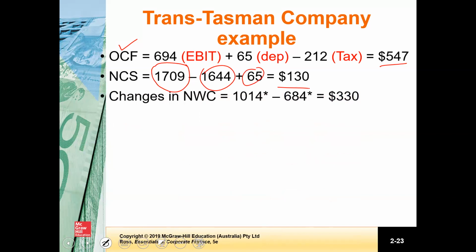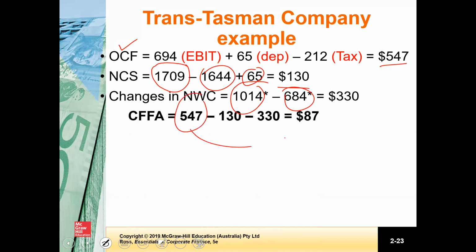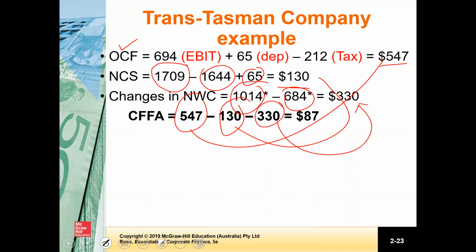And change in net working capital, I also mentioned, is ending minus beginning net working capital. And net working capital, as I mentioned, is the difference between current asset minus current liabilities. And cash flow from assets is the operating cash flow that we calculated here, minus net capital spending we calculated here, and minus change in net working capital that we calculated here. So that is cash flow from assets.